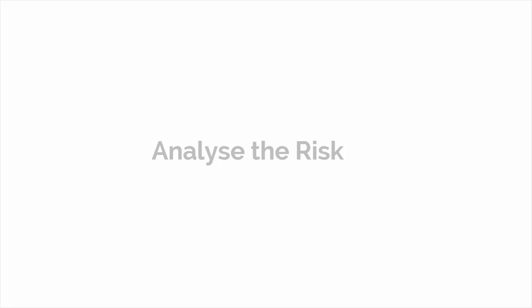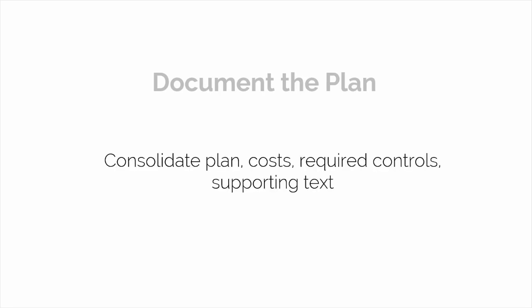A seventh and final step in the planning process is to document the plan. Having completed the schedule satisfactorily, the plan, its costs, the required controls, and its supporting text need to be consolidated in accordance with the plan design. It's necessary to keep plans as simple as appropriate.